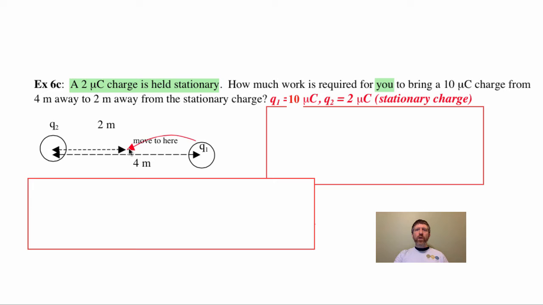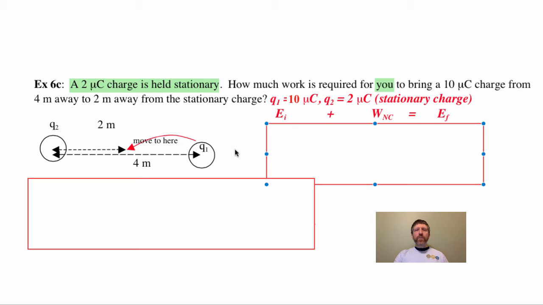And we're assuming that it's going to start at rest and end at rest. How much work is required by you to do that? So our Q1 here is 10 microcoulombs, Q2 is 2 microcoulombs, and that is the stationary charge. As you may guess, to figure out how much work is required, we're going to need to use conservation of energy. So we start off with E initial plus work non-conservative equals E final.